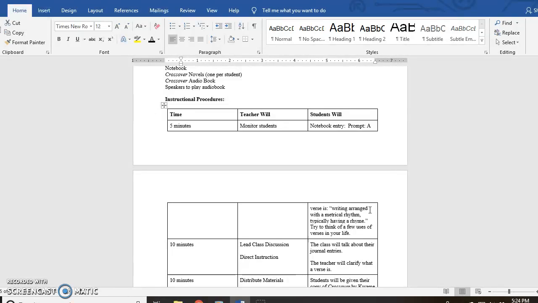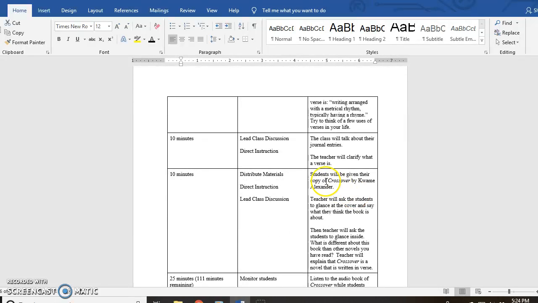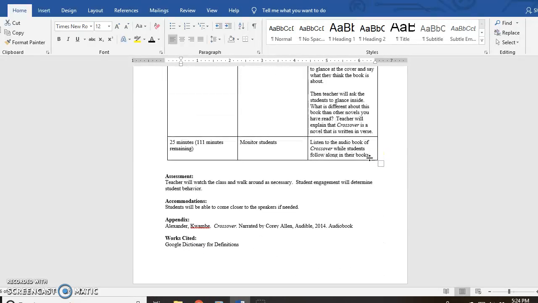So I want to just brainstorm with the students where they've heard verses, when they've used those, so that they kind of can get an idea of what that is. So then we'll talk about journal entries, and we'll talk about what a verse is. And then all the students will be given a copy of Crossover to follow along while it's read. The book on tape will be read.